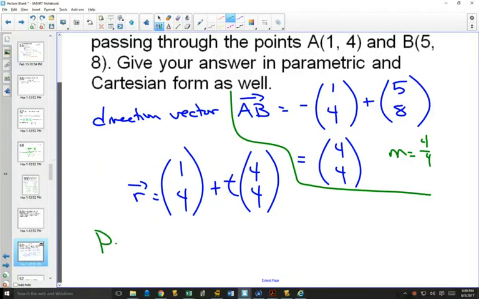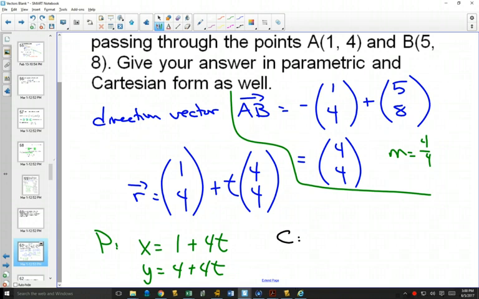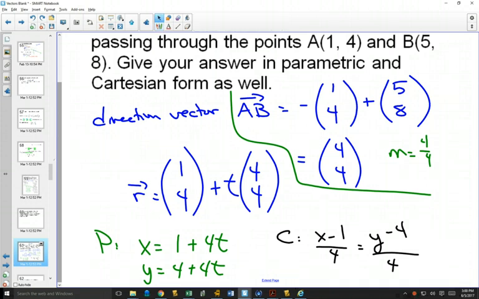Now that we have this, if we're using this one, our parametric equations, well, our x-coordinate is going to be 1 plus 4t. Our y-coordinate is 4 plus 4t. And our Cartesian forms, x minus 1 over 4 and y minus 4 over 4.